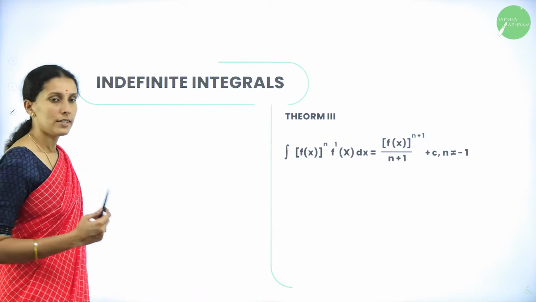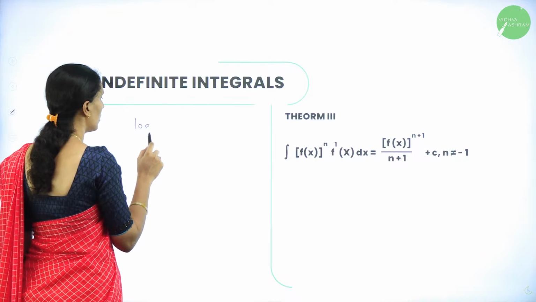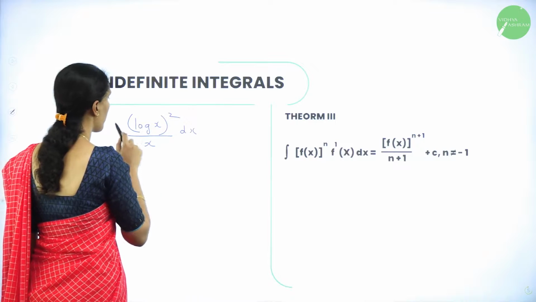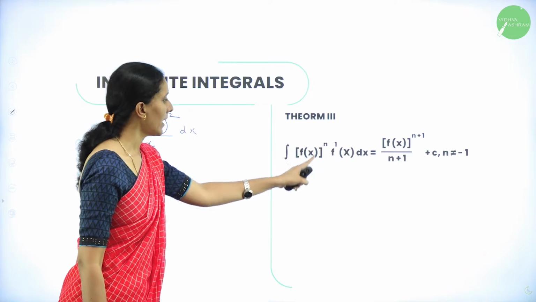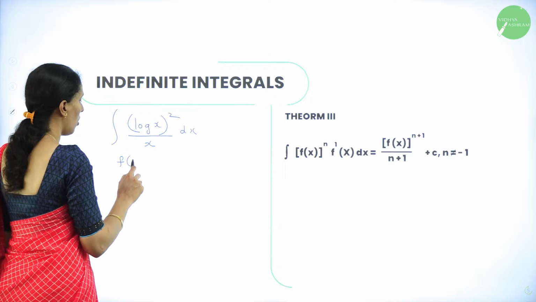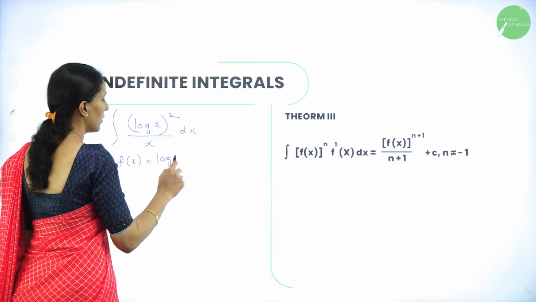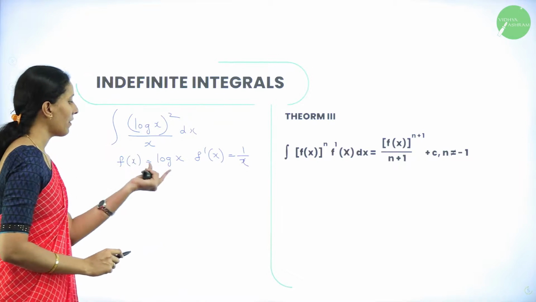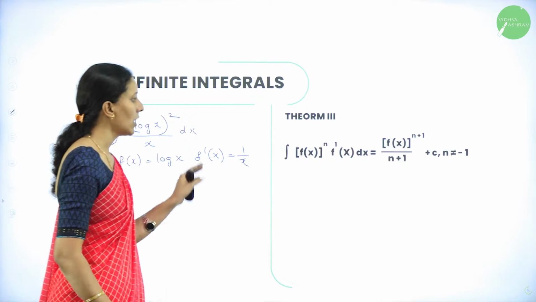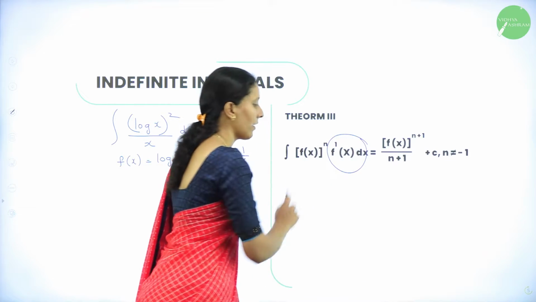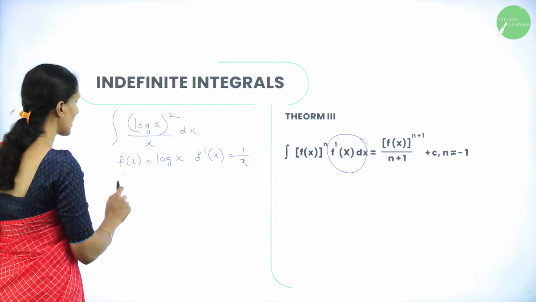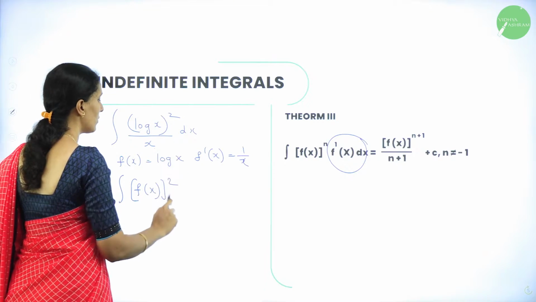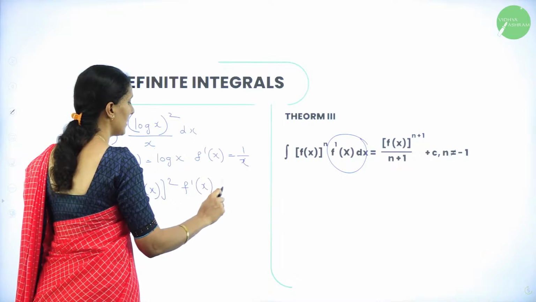For example, suppose you have the function log x whole square divided by x into dx. So now let me take f of x as log x. Then what is f dash of x? f dash of x is 1 by x. So you have a function log x with a power along with its derivative f dash of x. So here this can be written as f of x whole square, and 1 by x into dx can be written as f dash of x into dx.